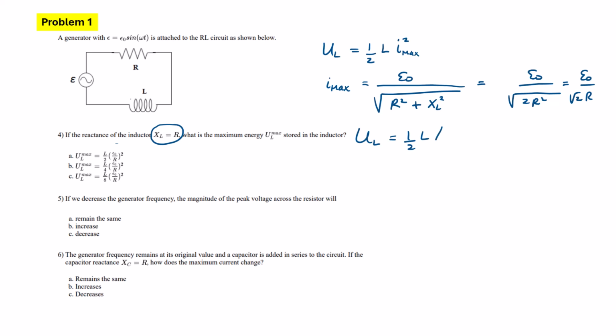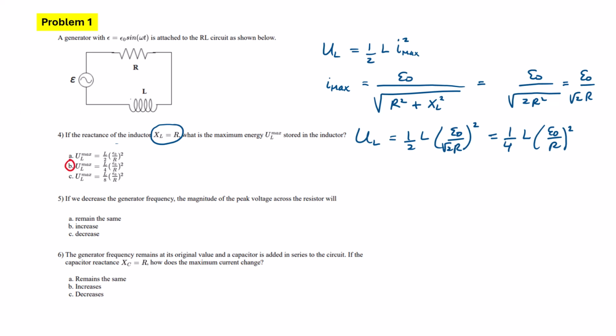Now you go back and substitute to get the maximum energy stored. So you do L, and now we have our maximum current, E0 over the square root of 2 multiplied by R. Take all the numbers outside and bring them to the front. Once I square the square root, I'm going to end up with a factor of 4 once I take care of all of these multiplications. I have L, and here I'm going to have E0 divided by the resistance squared. So that is the maximum energy, and that corresponds to choice B.